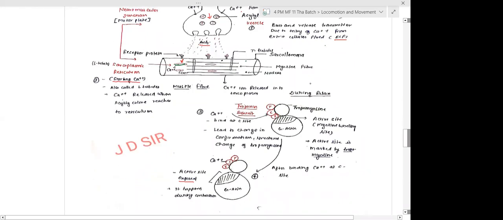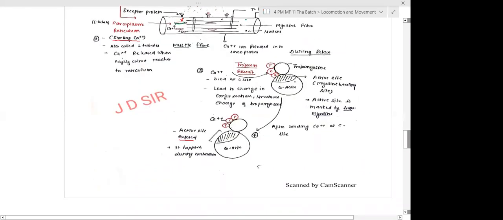What will happen? Now we know that G-actin has a part that is called the active site, the myosin binding site. Clear? Remember? G-actin, it was the unit of F-actin, right? Clear? So, yes, G-actin has a site which is called the active site for myosin binding. But actin cannot bind with myosin because this site has been masked by, which one? Tropomyosin. Yeah, tropomyosin and troponin.